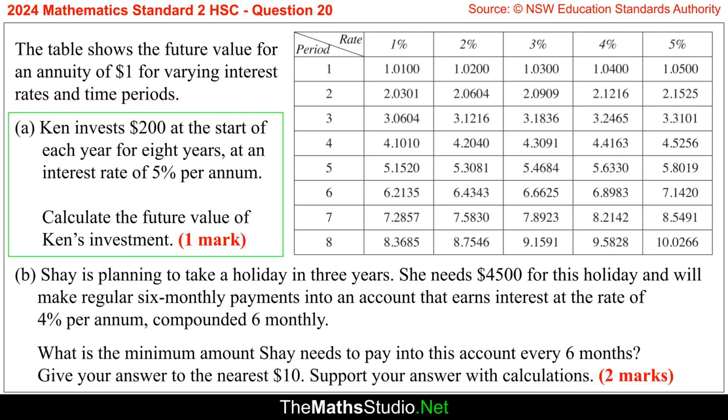Question 20. The table shows the future value for an annuity of $1 for varying interest rates and time periods. Part A. Ken invests $200 at the start of each year for 8 years at an interest rate of 5% per annum. Calculate the future value of Ken's investment.